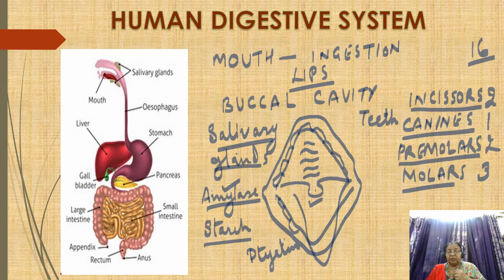Okay, tyalin. This tyalin digests little bit of starch in your mouth itself. कई बार तुमने, if you chew your roti or bread in your mouth for some time, it will start tasting sweeter. Starch is converted into sugar. Okay, or there is a practical also.